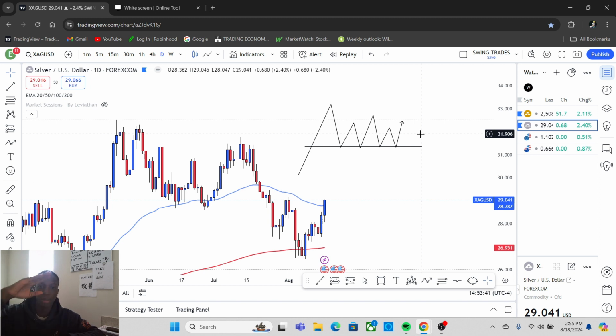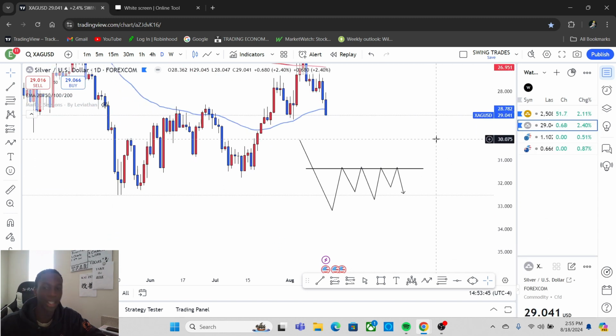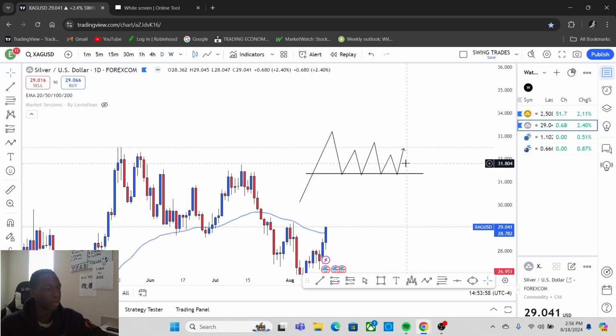It holds you up. Resistance, I'm just going to flip this upside down. Resistance is like a ceiling on the roof. When you jump up, your hand is going to hit the ceiling every single time and bounce off. So this is resistance right here, where price comes and rejects multiple times. And then support is the inverse: price comes from the bottom and rejects multiple times.